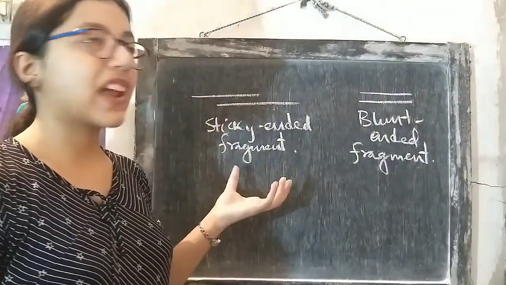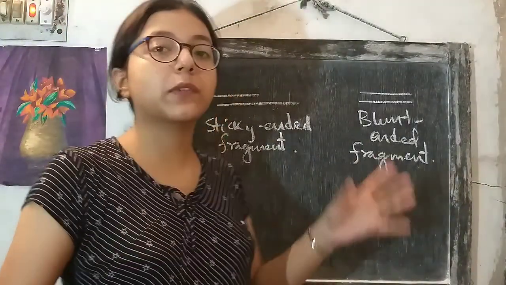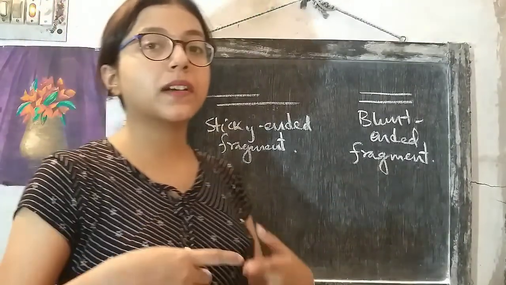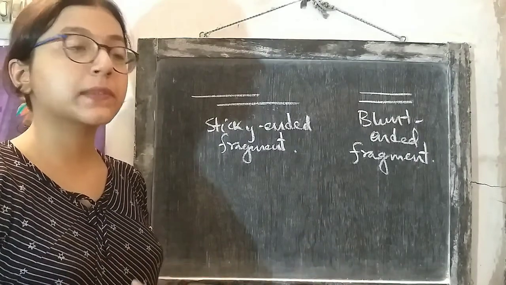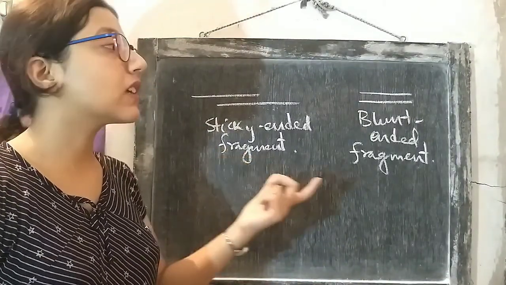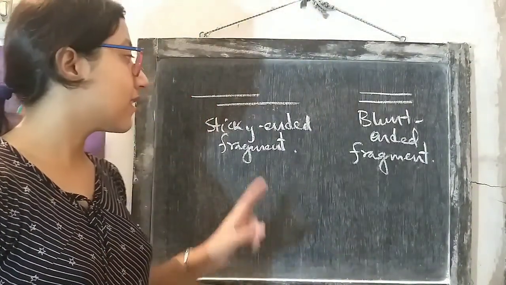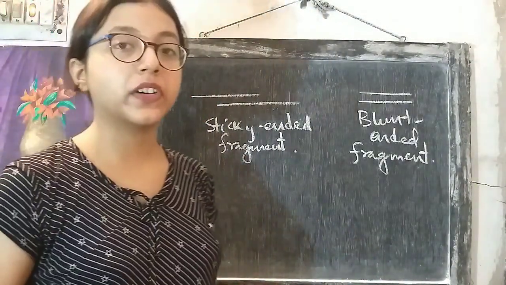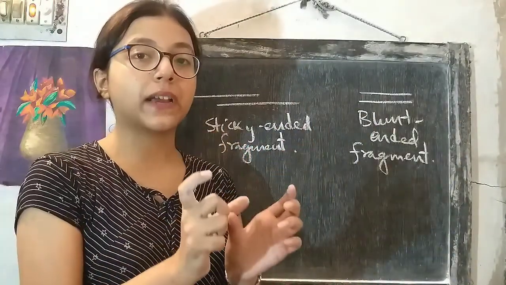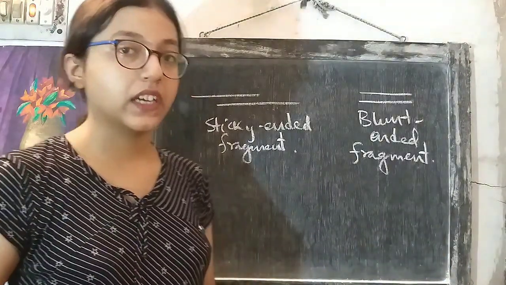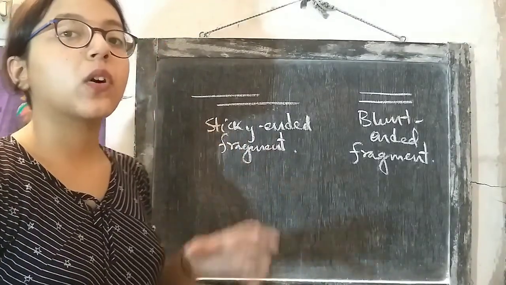Now, why are these fragments created? These fragments are created for joining with other DNA molecules. As I have already said, two different DNA fragments are combined to form a recombinant DNA molecule. So the question is, which one is better? Is the sticky-ended fragment better or is the blunt-ended fragment better? We should know that the sticky-ended fragment is always preferred over blunt-ended fragment for ligation. Ligation means joining the two DNA fragments together to form a recombinant DNA. For producing the recombinant DNA, sticky-ended fragments are always better.